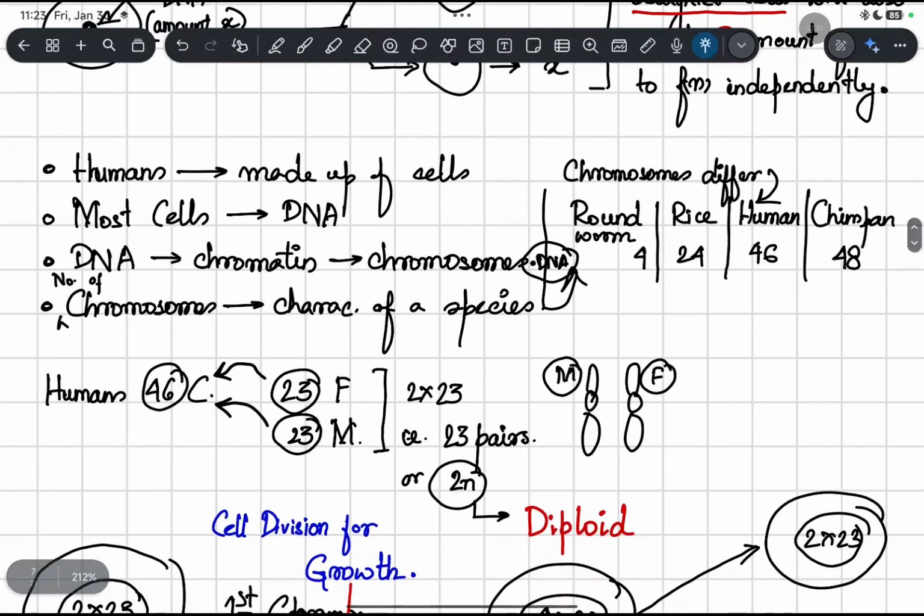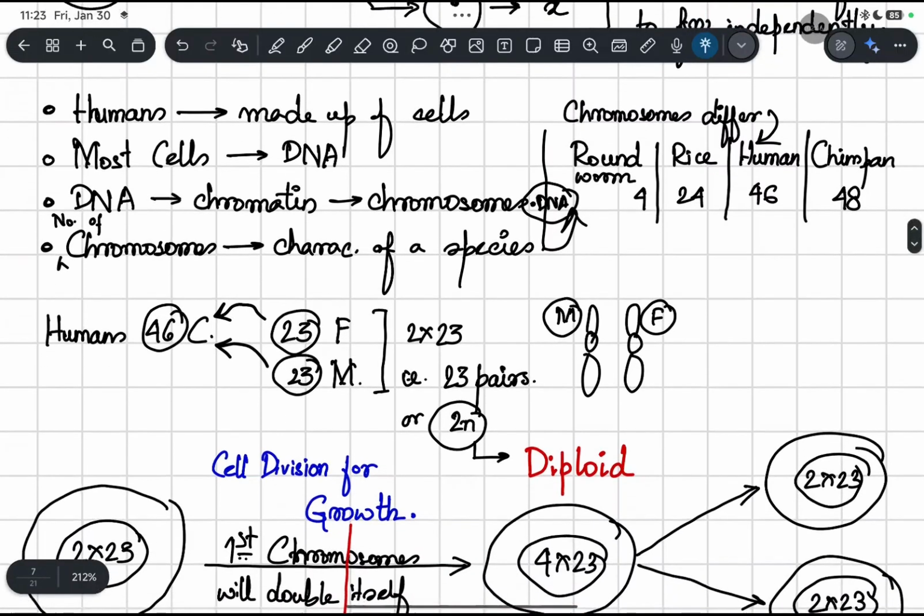So humans are made of cells, or everything is made of cells only. And most cells have DNA. We have just read that DNA coils, as we read in the previous class. It coils to form chromatin around a histone protein, and from there further coiling gives rise to chromosomes.